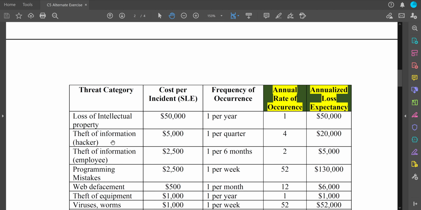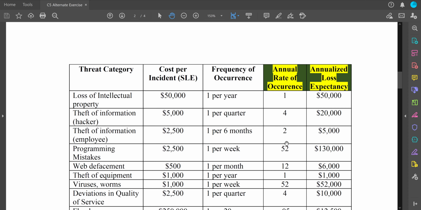Theft of information by a hacker. The SLE for this incident is $5,000. Frequency of occurrence is once per quarter. There are 4 quarters in a year, which means the ARO is 4. So we'll do the SLE, 5,000, times 4. 5,000 times 4 is 20,000. That's how we'll get the ALE.